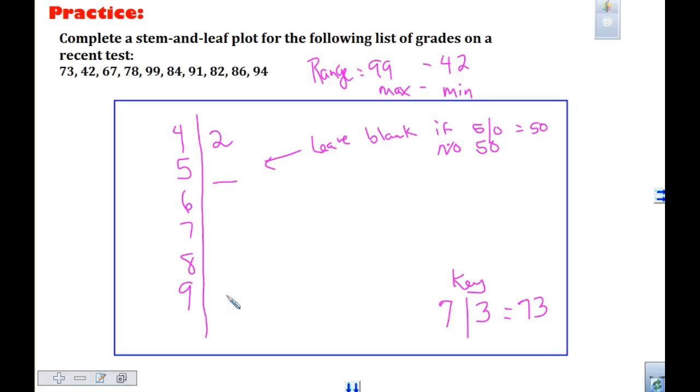All right. So just as we were filling in the rest of this, I should have had a 67. I should have had 73 and 78. I should have had 82, 4, and 6. And I should have had 91, 4, and 9. And the nice thing about putting them like this is if you turn this on its side, you actually almost have a histogram, right?